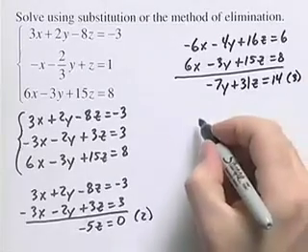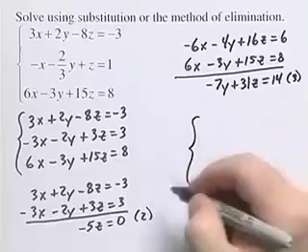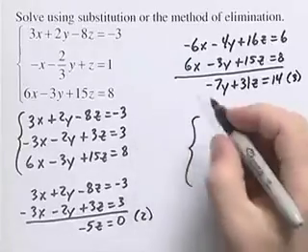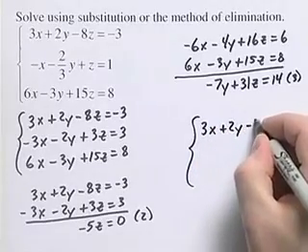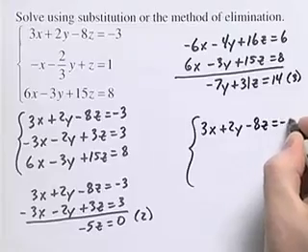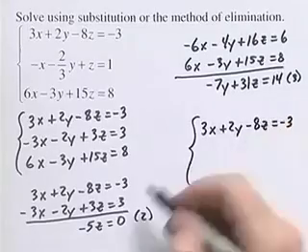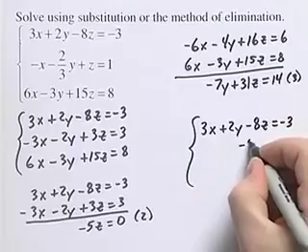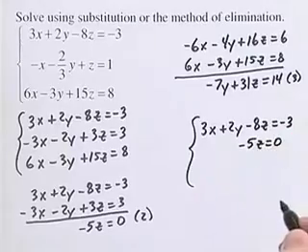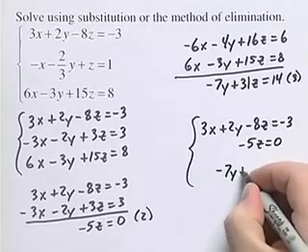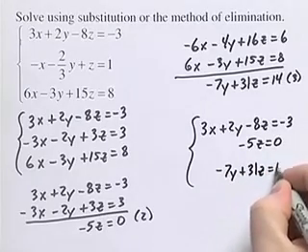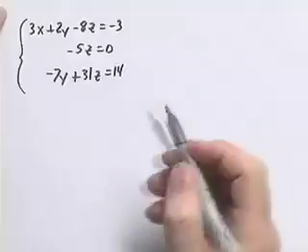We're going to rewrite our system now so we keep track of where we are. We haven't changed our first equation, so we're going to use 3x plus 2y minus 8z equals negative 3. We're going to write down our second equation here, negative 5z equals 0. And we have our third equation, negative 7y plus 31z equals 14. We're now going to use our new system of equations to solve this problem.